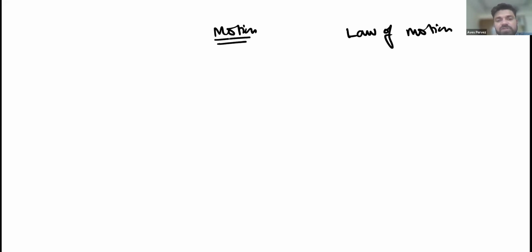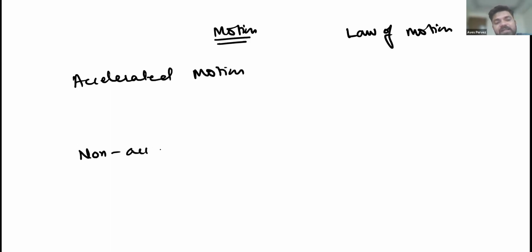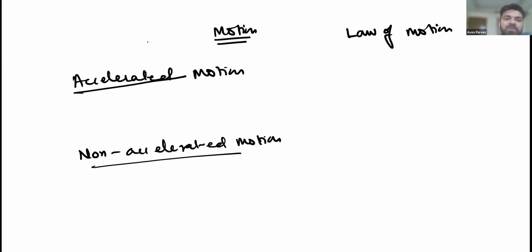So you know very well that motion means an object is moving from one place to another place, that's considered to be motion. But in physics, we have two types of motion. One is accelerated motion, and the other one is non-accelerated motion. Before understanding these two, let me give you an example. For example, if a car is moving with a constant speed, and its velocity is not changing.